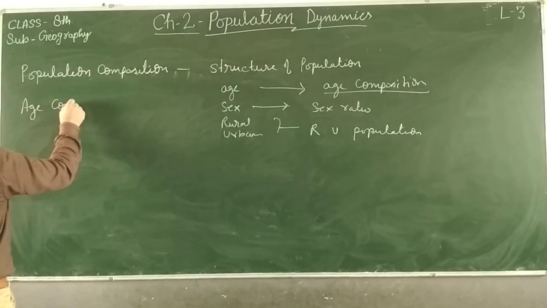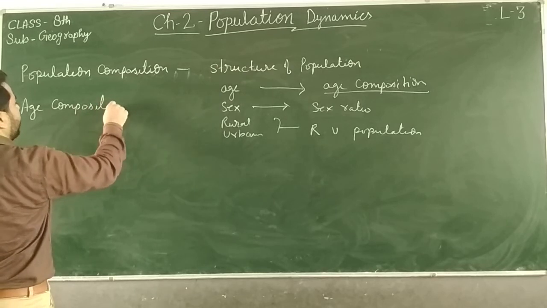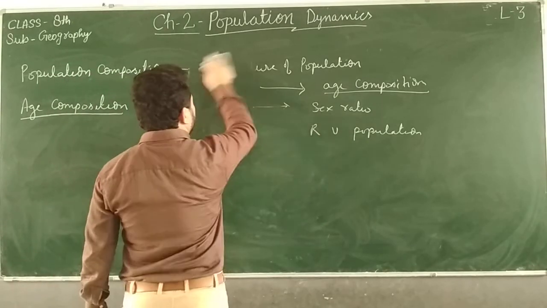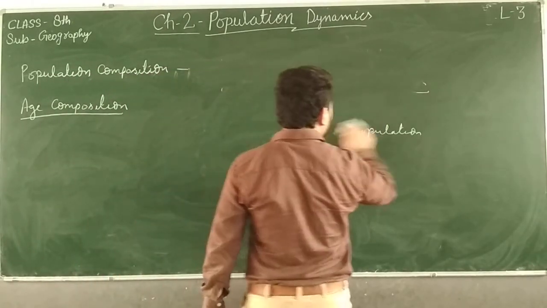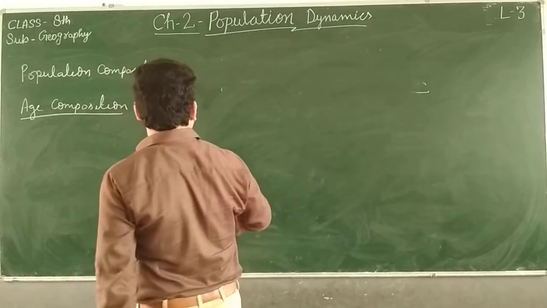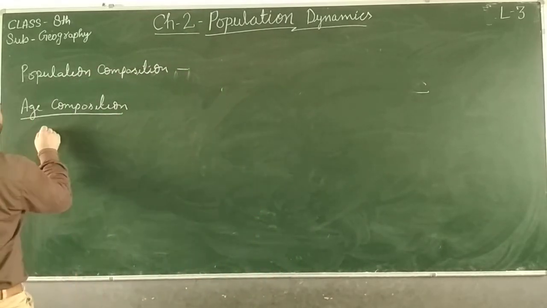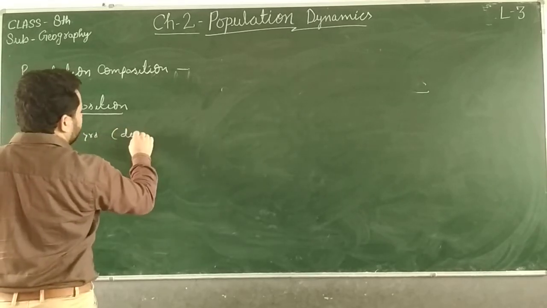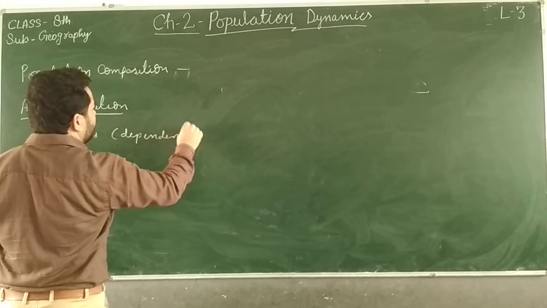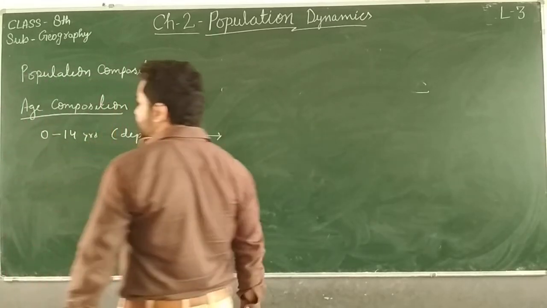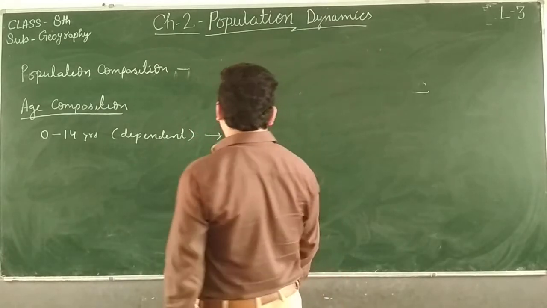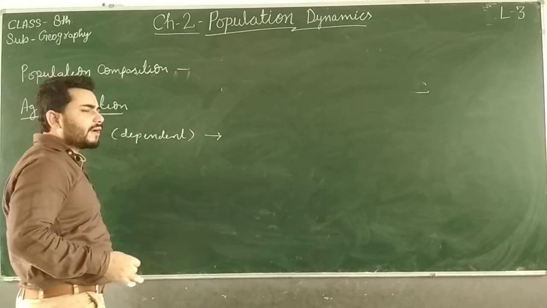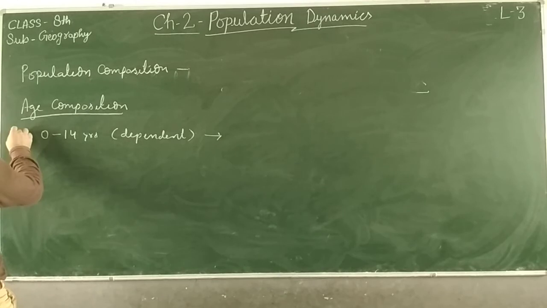Now in age composition we divide the entire population of a place into three categories. The first category is of dependents. Their age group is from 0 to 14 years. They are called dependent. Why dependent? Because they are children. They cannot earn money for themselves. They remain dependent on the working age group. But they are the future earners, or the future working class, of a country.